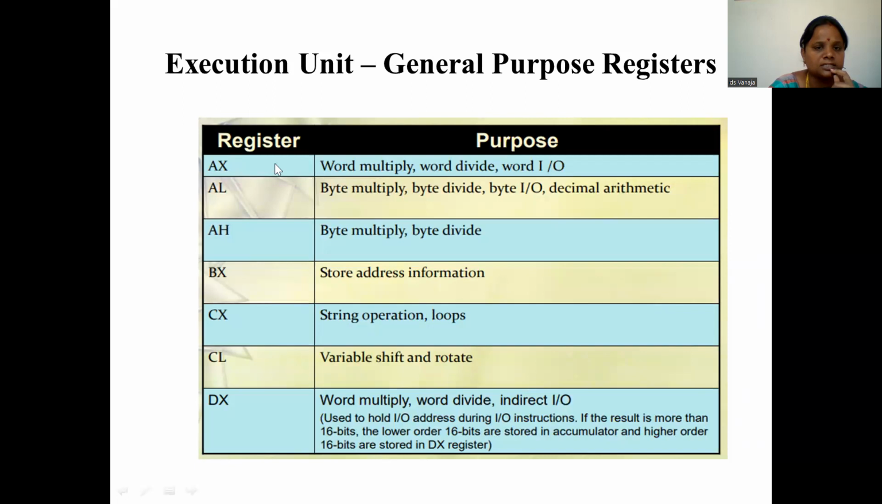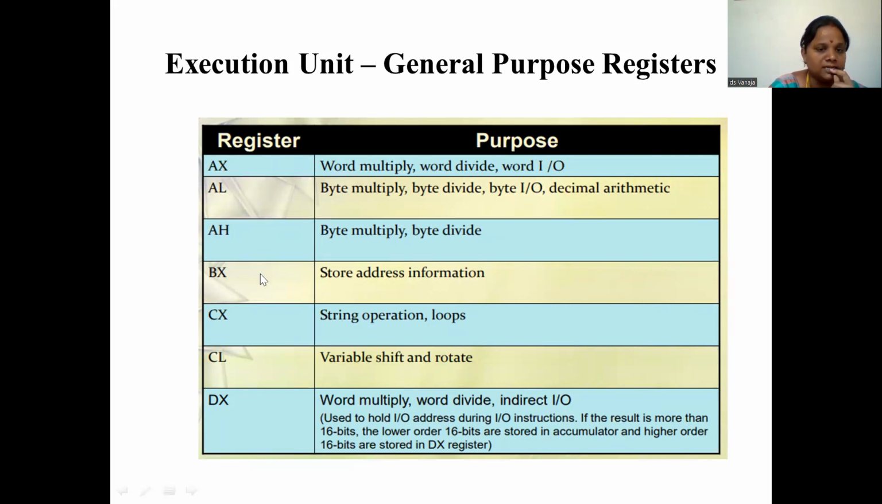So AX is used for multiply and divide and for IO operations in the form of word data. But AL and AH represent 8-bit data. That means AL is the lower byte and AH is the higher byte from your AX register. So it is going to do byte multiplication, division, decimal arithmetic like that.